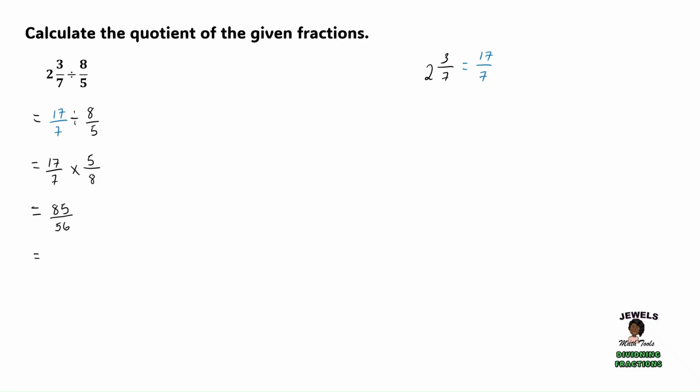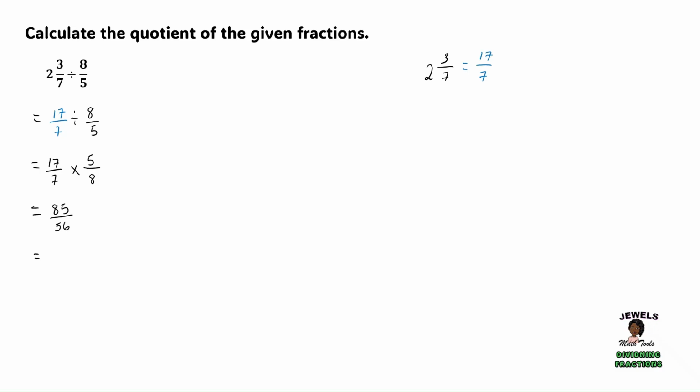And at this step, since we have an improper fraction and our fraction cannot be simplified any further because 85 and 56 do not have any common factors, that means that we're now going to change this fraction into its mixed fraction form. And remember that we do that simply by dividing our denominator into our numerator.